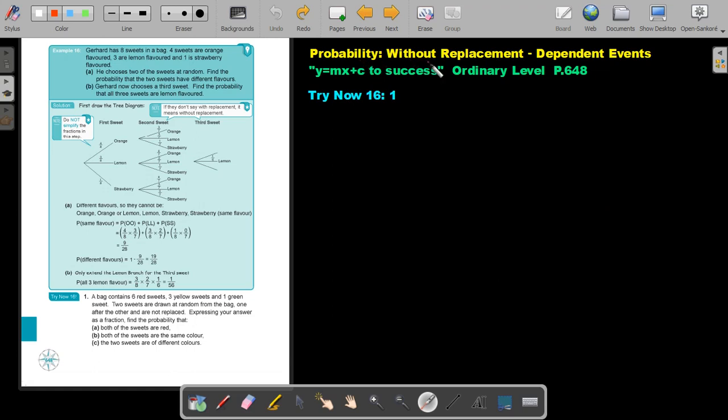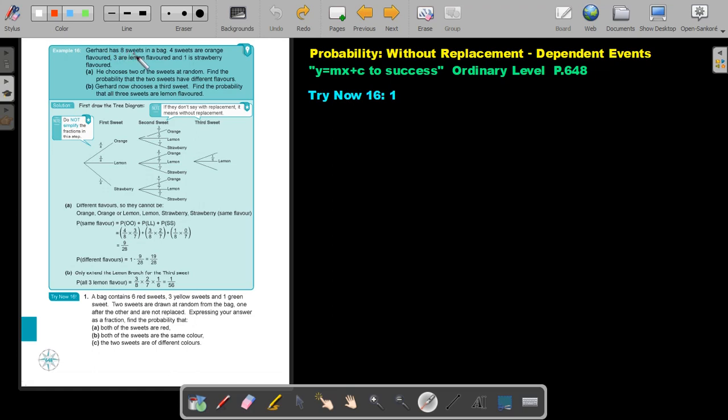Probability without replacement, dependent events. You will find this on page 648 in the Namibian Ordinary Level Mathematics textbook. Let's look at another example.